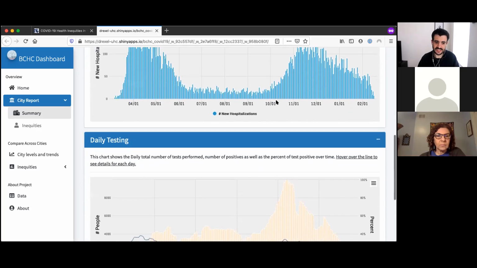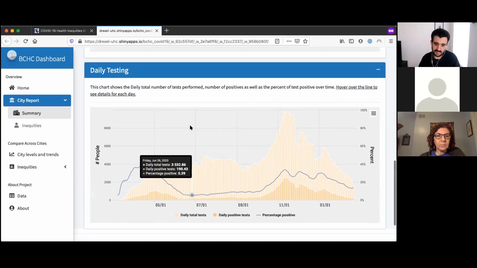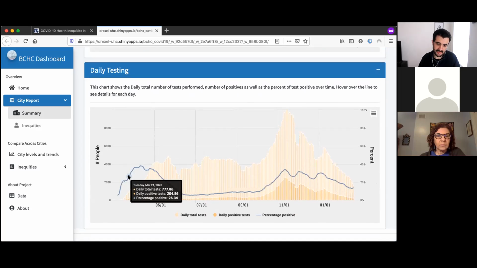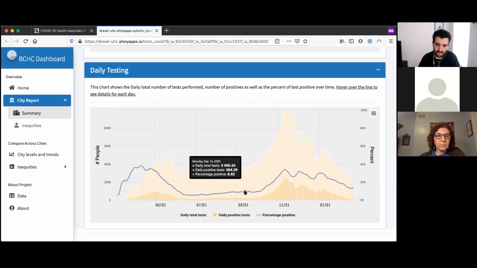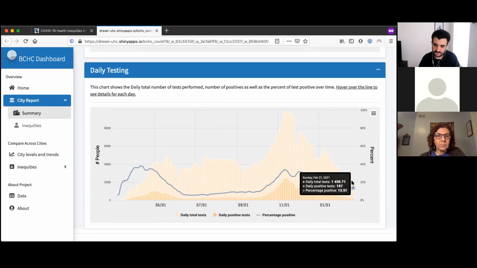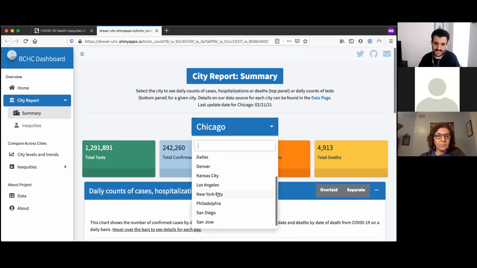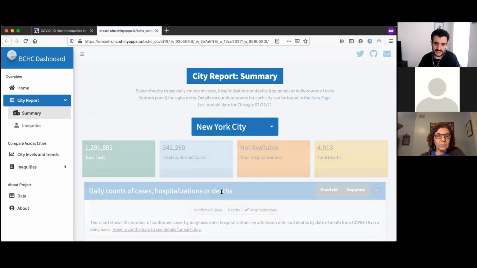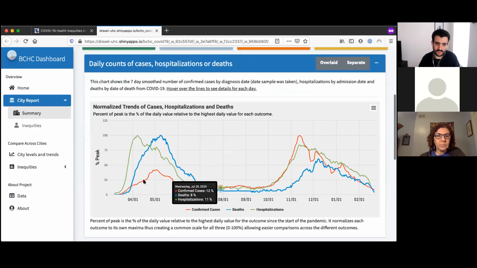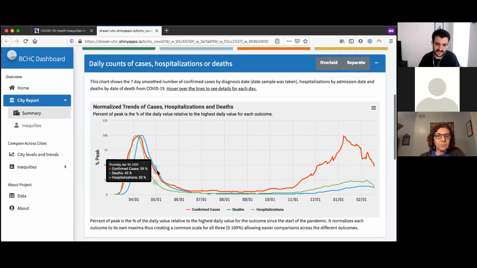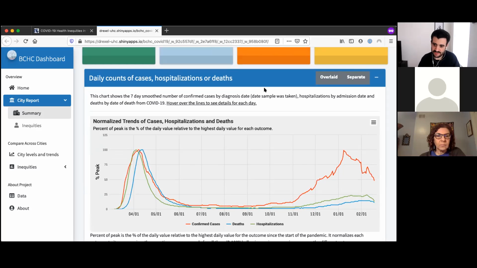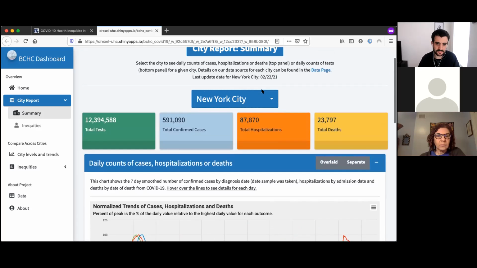Then we have a second section where we focus on testing, specifically the number of daily total tests, the number of daily positive tests, and the positivity, or the percentage positivity, which is this blue line that you can see here. Now, as I said before, we can select other cities. So for example, instead of Chicago, we can select New York City and see a very similar figure here, where we see that first wave in New York City, followed by that second wave that is currently going down in New York City and in a lot of the cities in our sample.